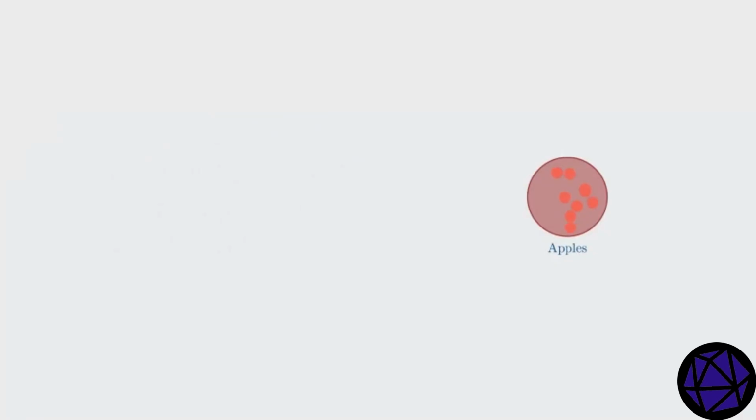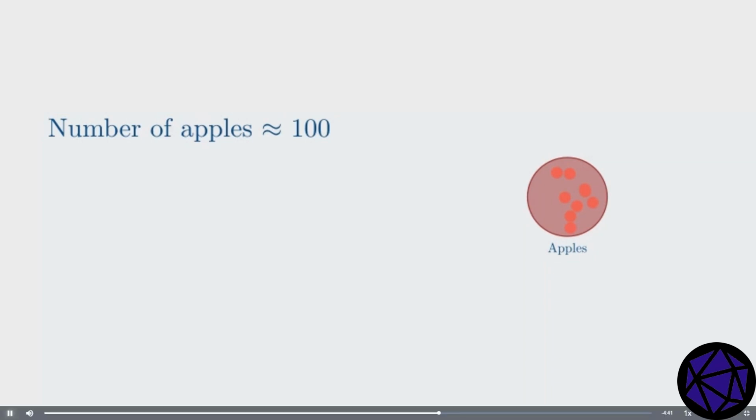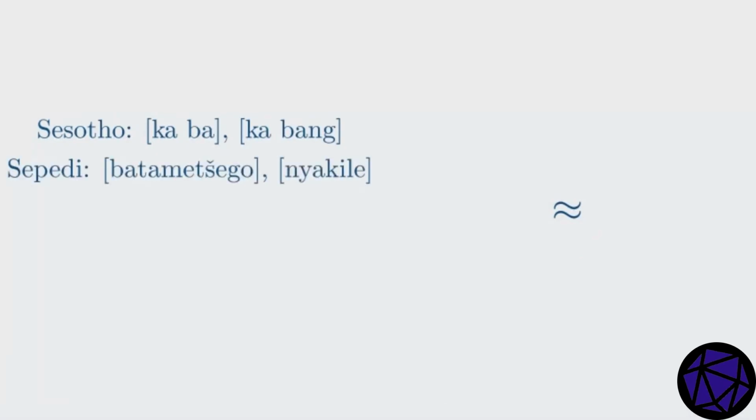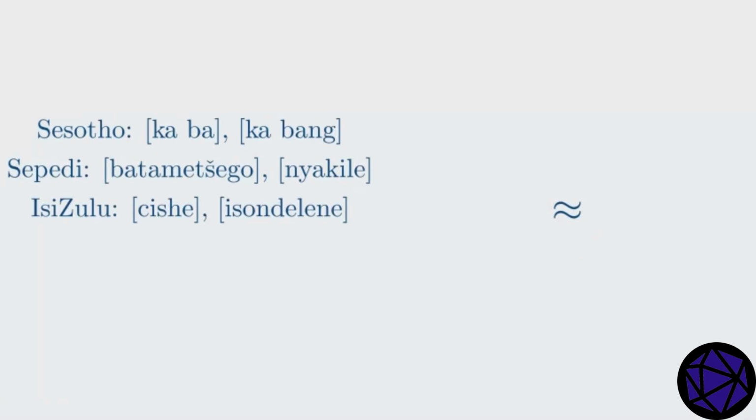You could say, the number of apples is approximately 100. It's close to 100, but maybe it's 99 or 101. So kaba, kabang, batametsego, nyakile, or isondelene means approximately equal to.